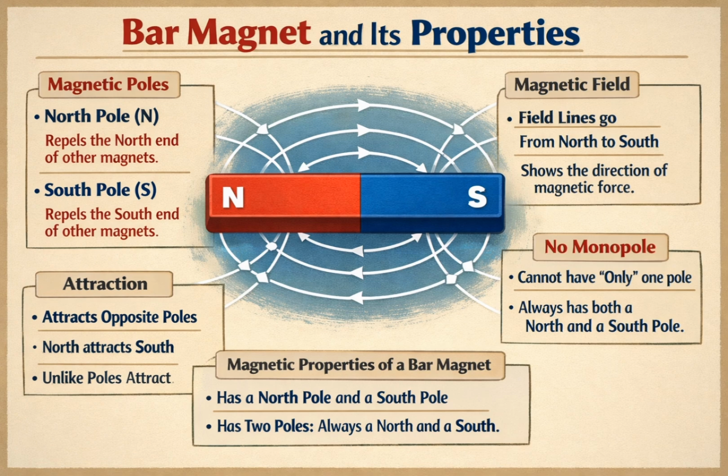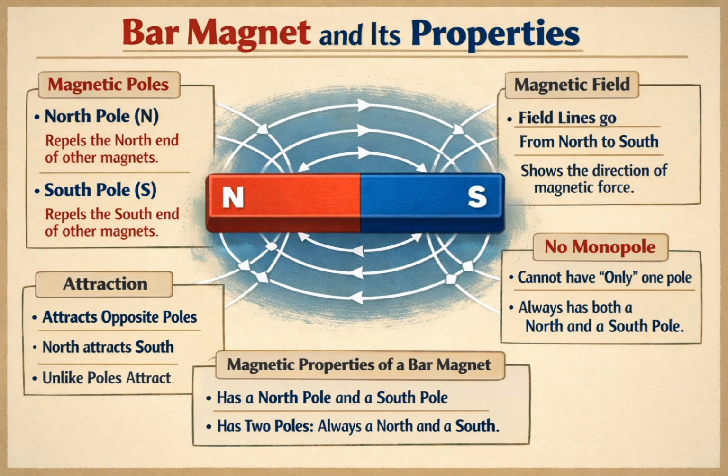And the fourth property is like poles repel each other, unlike poles attract each other. Like poles means north pole and north pole or south pole and south pole. These repel each other. Unlike poles means north pole and south pole. They will attract each other. The last property, strength is maximum at the poles. The magnetic strength of the bar magnet is strongest at the poles and weakest at the center.